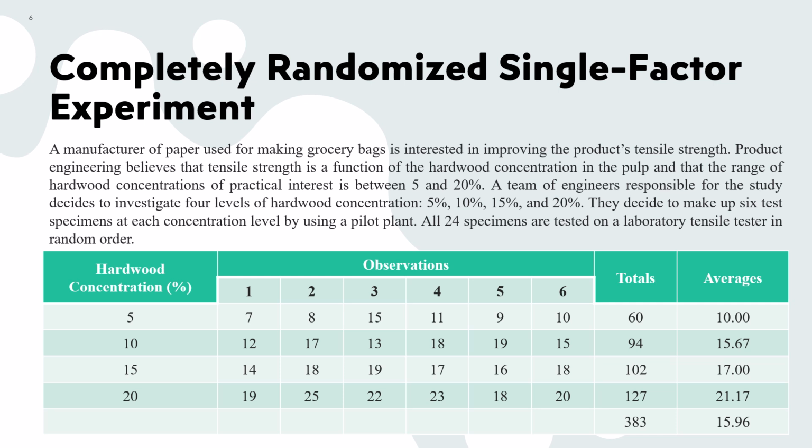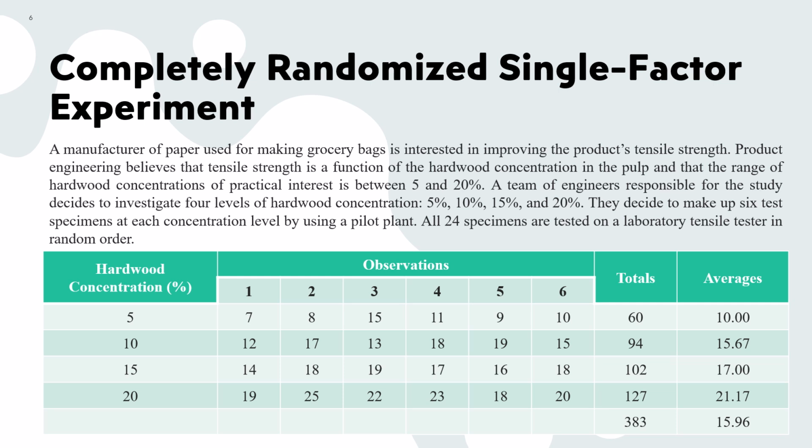our analysis. A manufacturer of paper used for making grocery bags is interested in improving the product's tensile strength. Product engineering believes that tensile strength is a function of the hardwood concentration in the pulp, and that the range of hardwood concentrations of practical interest is between 5 and 20%. A team of engineers responsible for the study decides to investigate 4 levels of hardwood concentration: 5%, 10%, 15%, and 20%. They decide to make up 6 test specimens at each concentration level by using a pilot plant. All 24 specimens are tested on a laboratory tensile tester in random order.